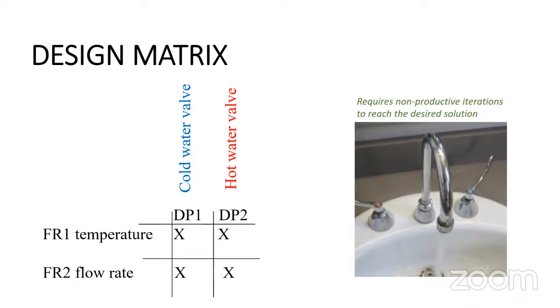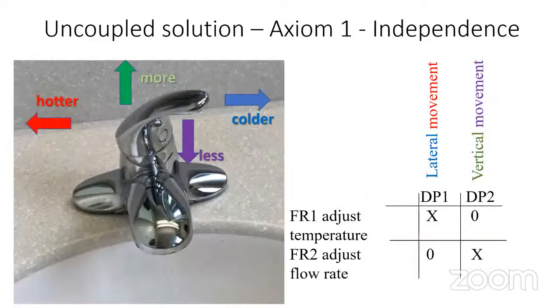Change the temperature and I change the flow rate. The hot water valve, again, changes the temperature and the flow rate. So I don't have independence. I cannot independently adjust temperature or flow rate. Two controls I got, change both. So that violates axiom 1. It's what we call a fully coupled solution.